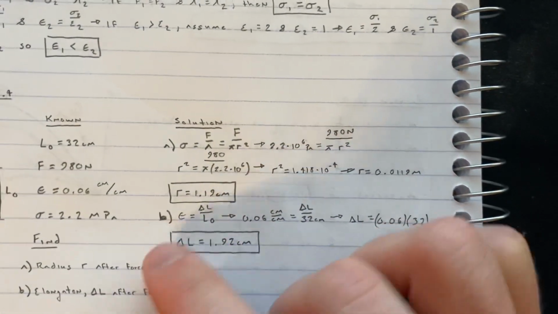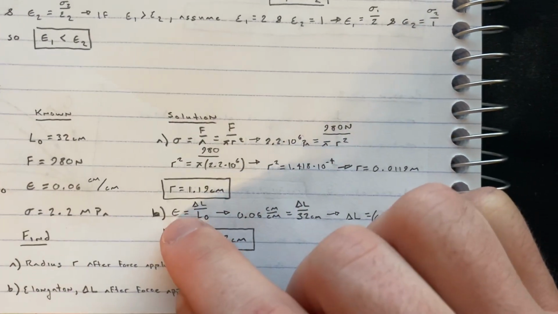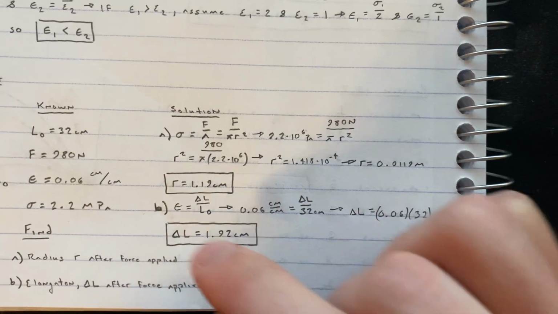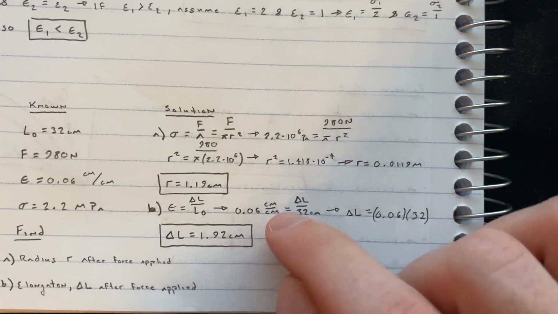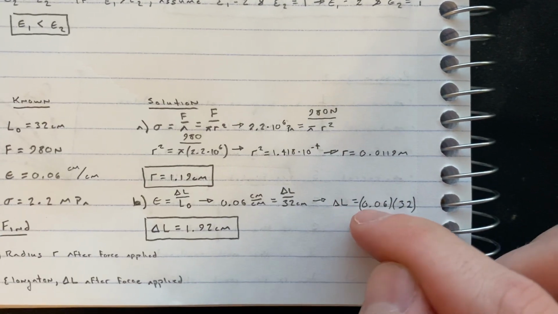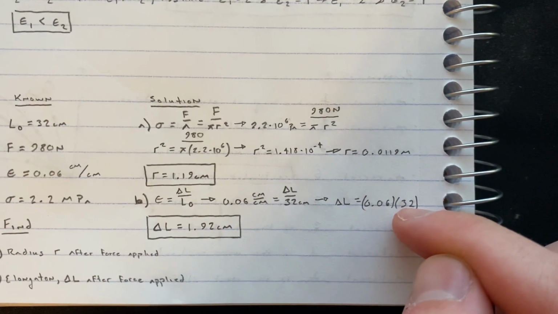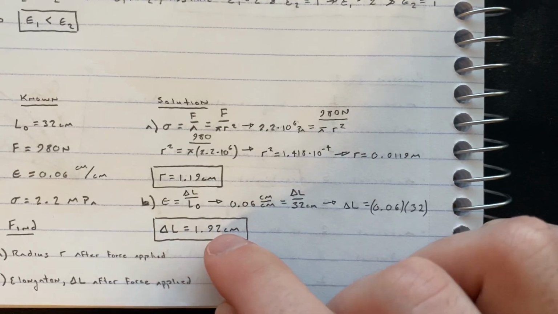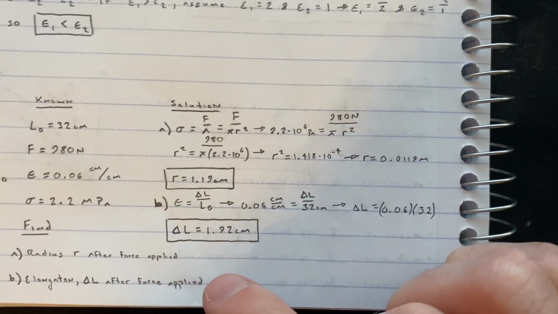Now, to find the elongation delta L, we know that strain is equal to delta L over initial L. So 0.06 is equal to delta L over 32 centimeters. So we know that delta L is 0.06 times 32, which gives us 1.92 centimeters for the change in elongation.